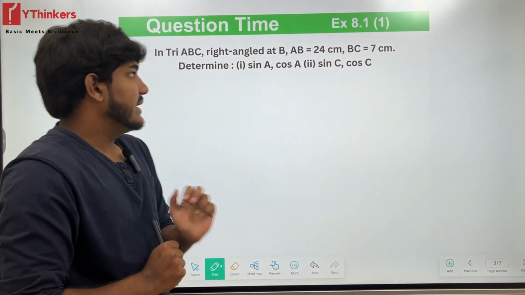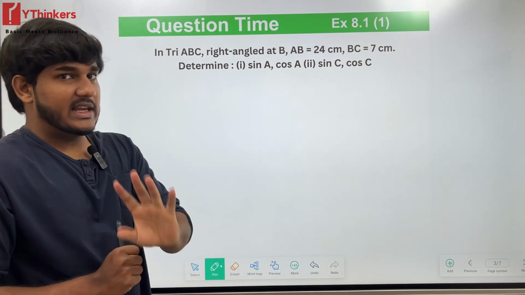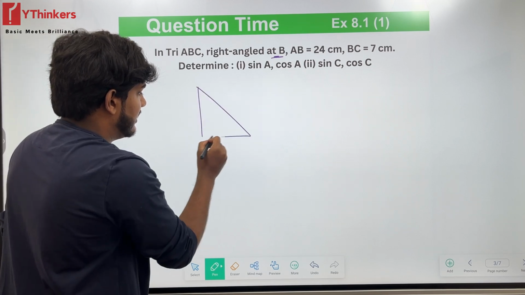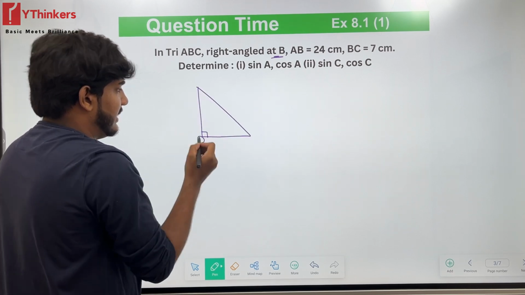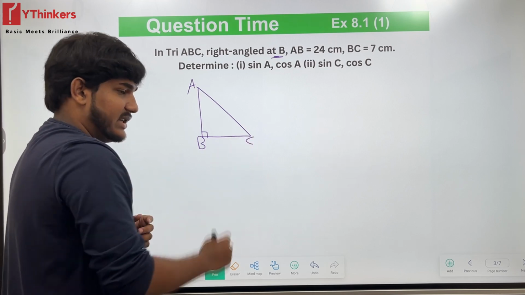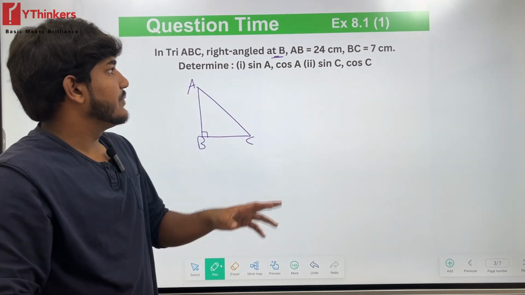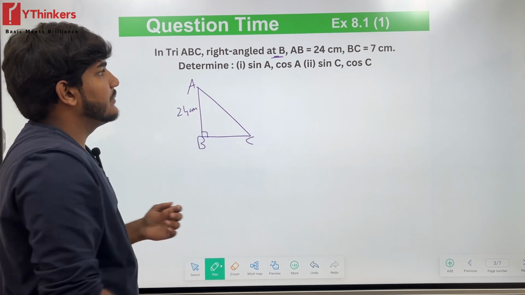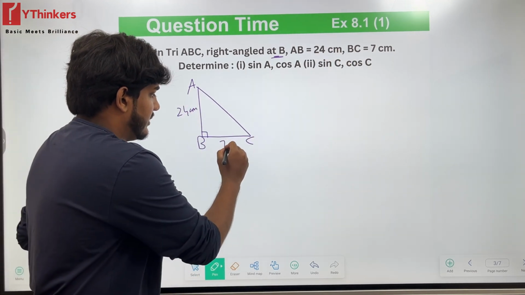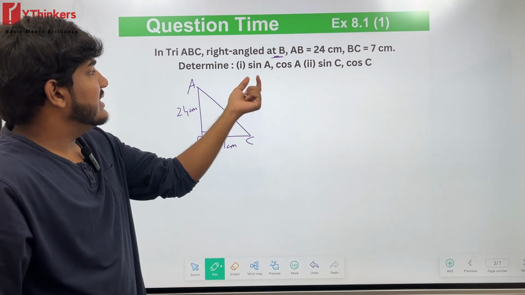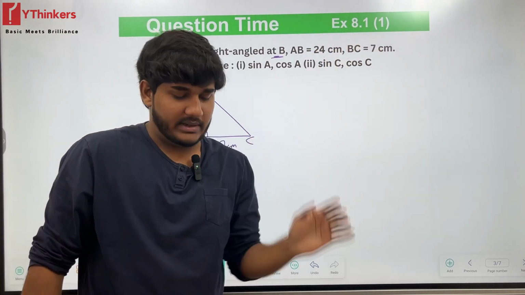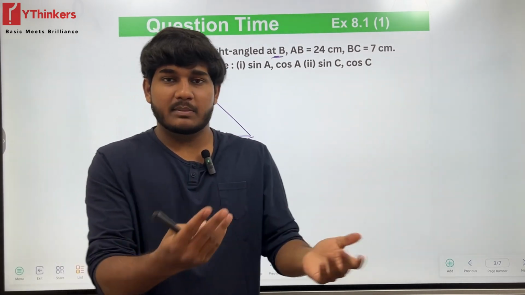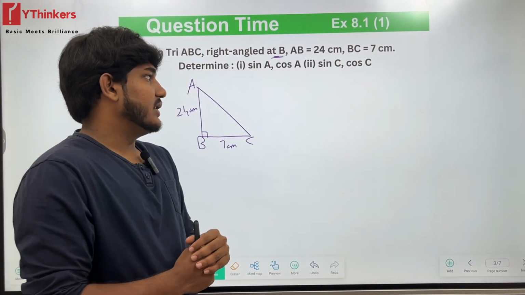For example, let's see. They have given me triangle ABC, right angled at B. So I know that if I draw a triangle, it should be right angled at B. तो इसको A ले लेता हूँ, इसको C ले लेता हूँ. Yes, I've got my right angle triangle. AB is 24 centimeter. BC is 7 centimeter. Determine sin A, cos A, sin C, cos C. As I told, they'll give you something, they'll ask you the value of something. Like they'll play with the relationships of different trigonometric ratios.